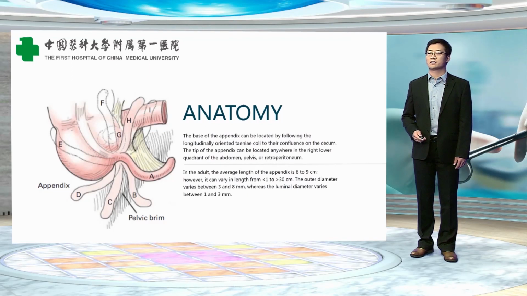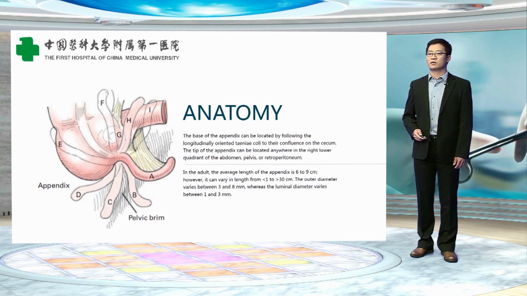The base of the appendix can be anywhere. It is located at the taenia coli convergence of the cecum. And the tip of the appendix can be located anywhere in the right lower quadrant of the abdomen, pelvis, or retroperitoneum. In the adult, the average length of the appendix is 6 to 9 centimeters. However, it can vary in length from less than 1 centimeter to over 30 centimeters.